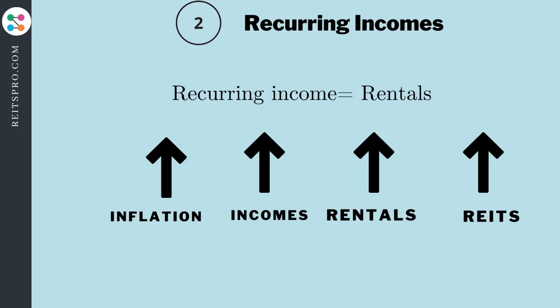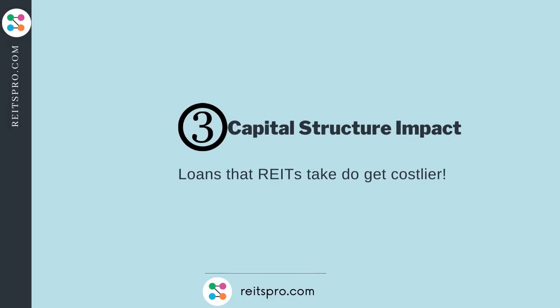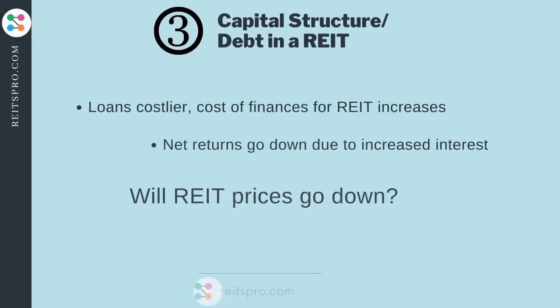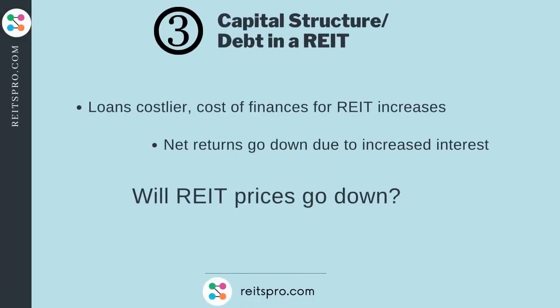The third factor would be the capital structure. Here the loans that REITs take do get costlier. Now we need to see the capital structure in light of what is the loan that is taken, what is the cost of finance, and when returns go down because of this increased financing cost, would the REIT prices go down?